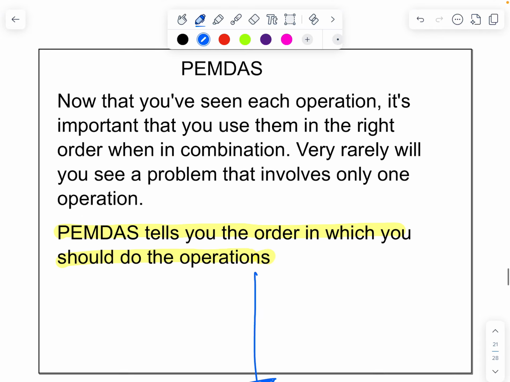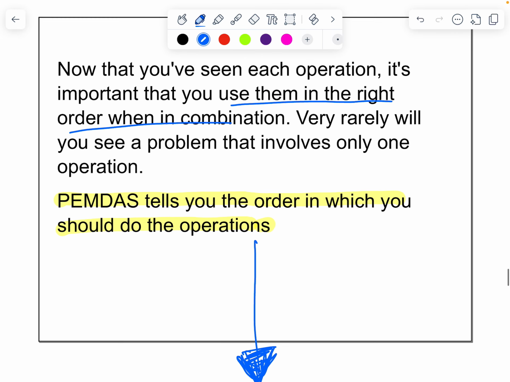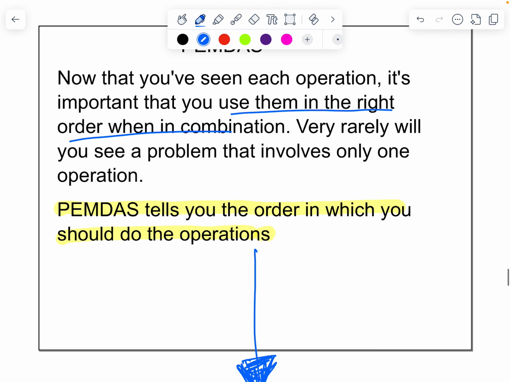Now that you've seen each operation, it's important to use them in the right order. We have to use them in the correct order when we combine them. You're typically not going to see a problem that just has addition or just has subtraction. A lot of times, or most of the times, they will be in combination. Now, the way to tell what order you're going to do is you're going to say PEMDAS. PEMDAS, most people have seen this in middle school or high school math.